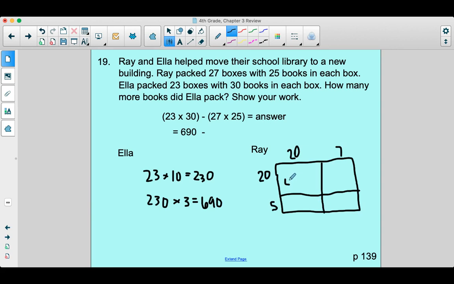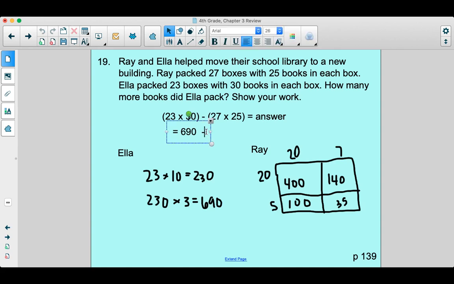20 times 20 is 400. 20 times 5 is 100. 20 times 7 is 140. 7 times 5 is 35. Okay, add them all up. 400 plus 100 is 500. 500 plus 100 is 600. 600 plus 40 is 640. 640 plus 35 is 675. Okay, so minus, Ray packed 675 books.